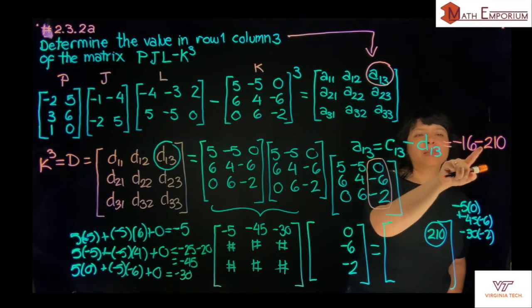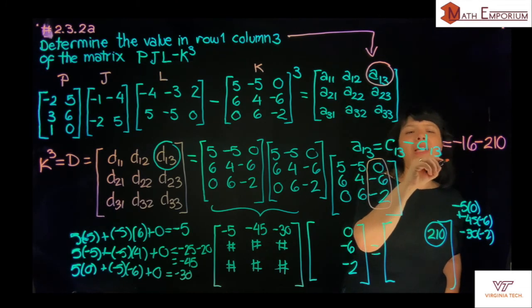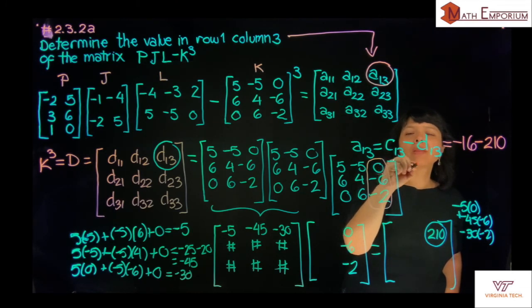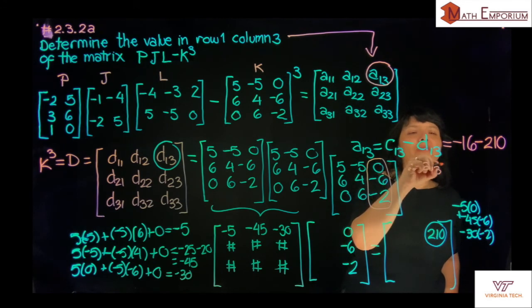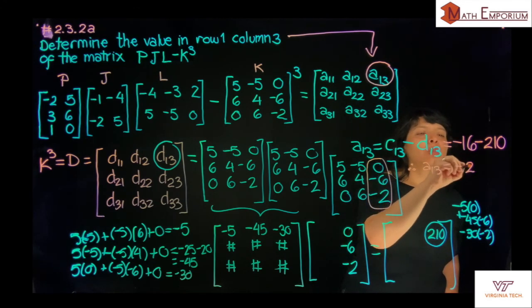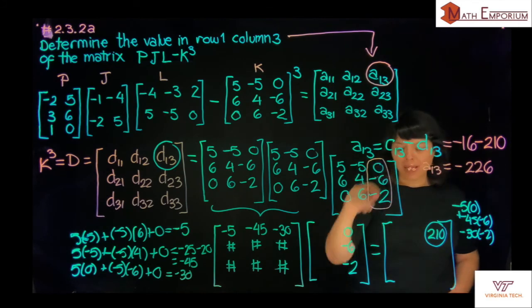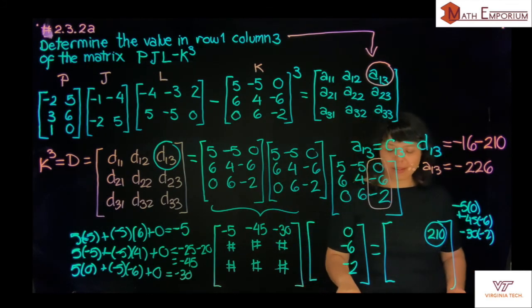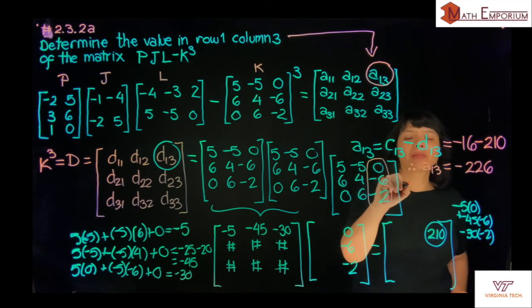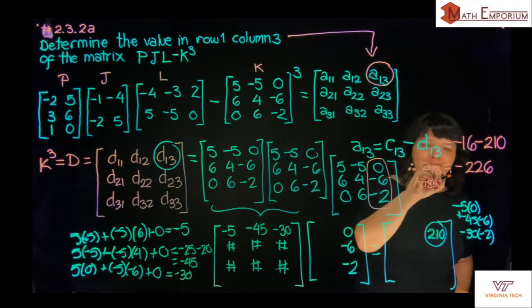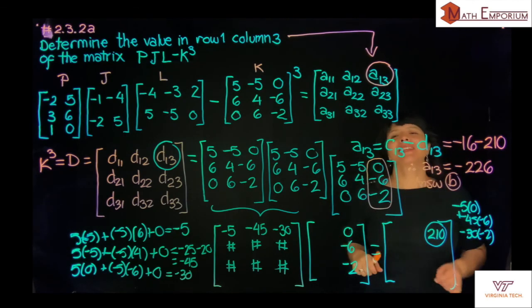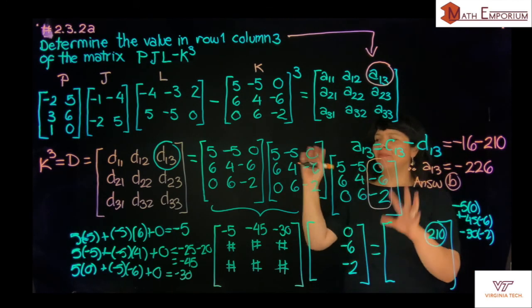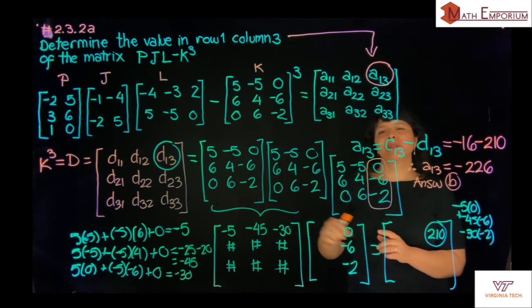And this minus is this minus that I have here. So altogether, the number A13 that I'm looking for is negative 226. Now, if you look again at your answers, you see that this corresponds to answer B. And that's how you arrive at the solution with the minimal number of computations possible to do this.